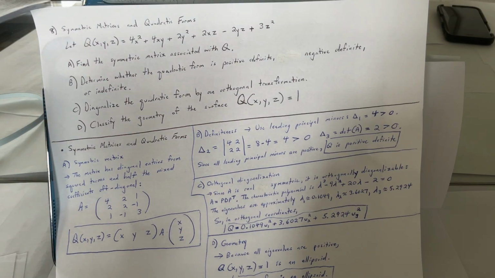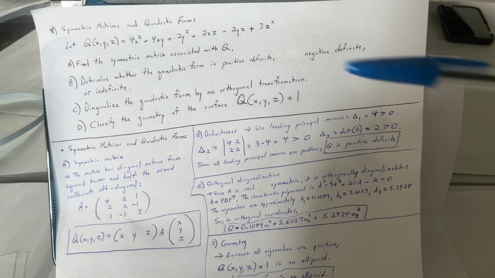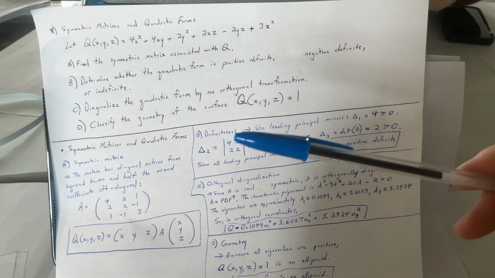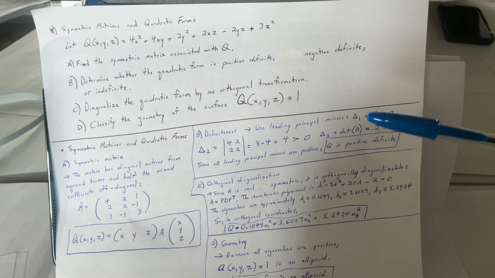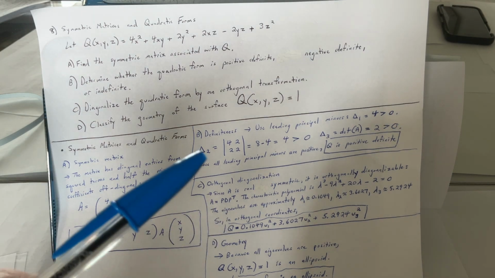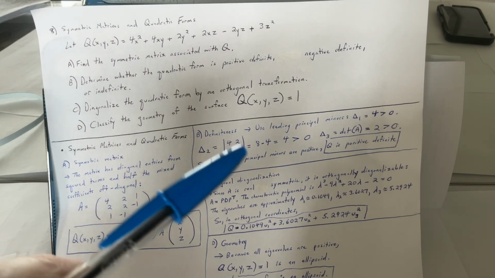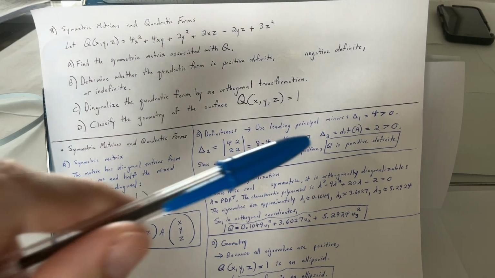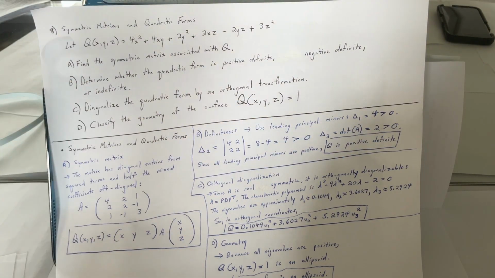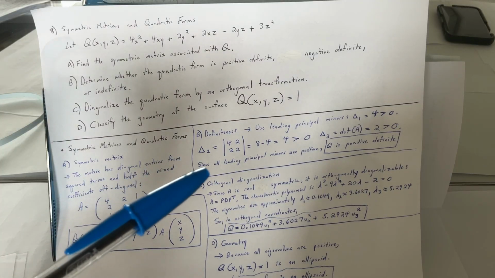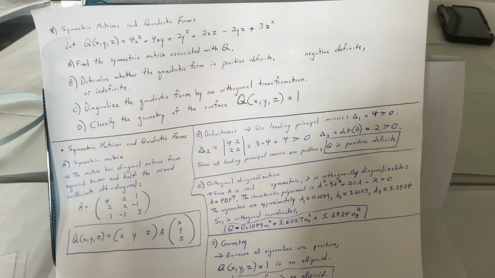All right. For part B, determine whether the quadratic form is positive definite, negative definite, or indefinite. For definiteness, use leading principal minors. So we have delta sub 1 equals 4, which is greater than 0. Delta sub 2 equals the determinant 8 minus 4, which is 4, greater than 0. And delta sub 3 equals the determinant of A equals 2, greater than 0. Since all leading principal minors are positive, Q is positive definite.